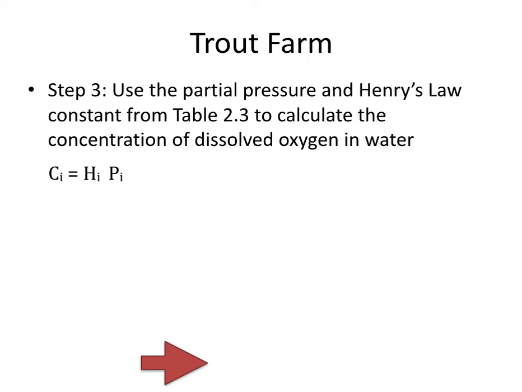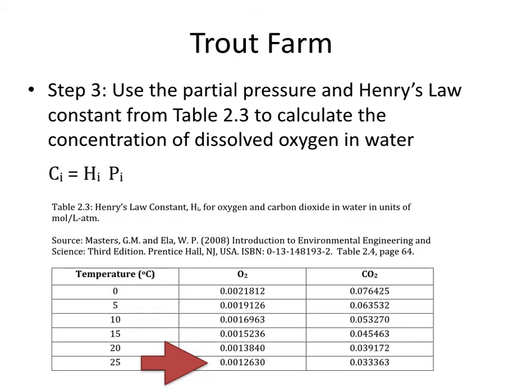Next, we'll determine the Henry's Law value from our Henry's Law table, Table 2.3. We'll use the Henry's Law value of the oxygen, H sub O2 in this case, and the partial pressure, P sub O2, multiply those together to determine the liquid concentration of oxygen. From our table, at 25 degrees Celsius, we see the Henry's Law constant for oxygen is 0.0012630 moles per liter per atmosphere.